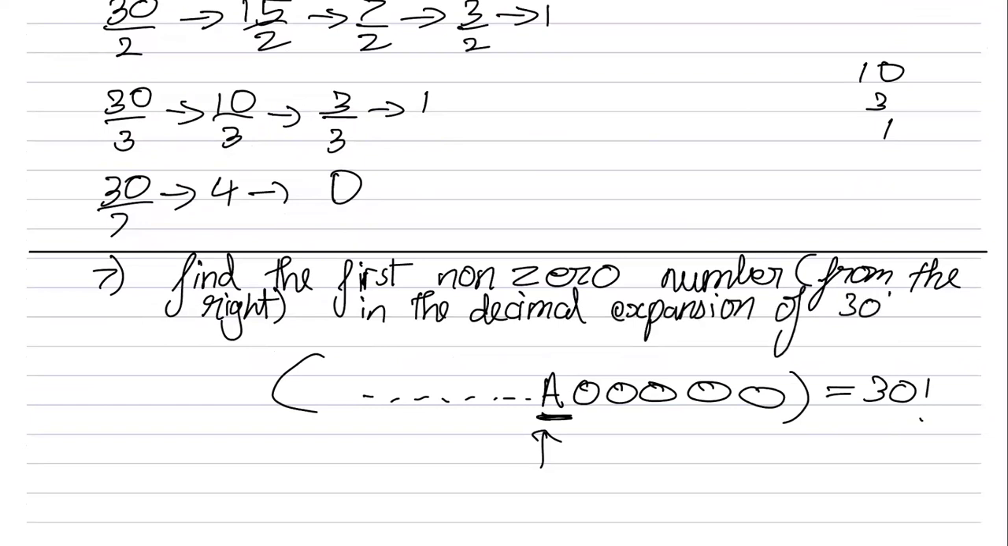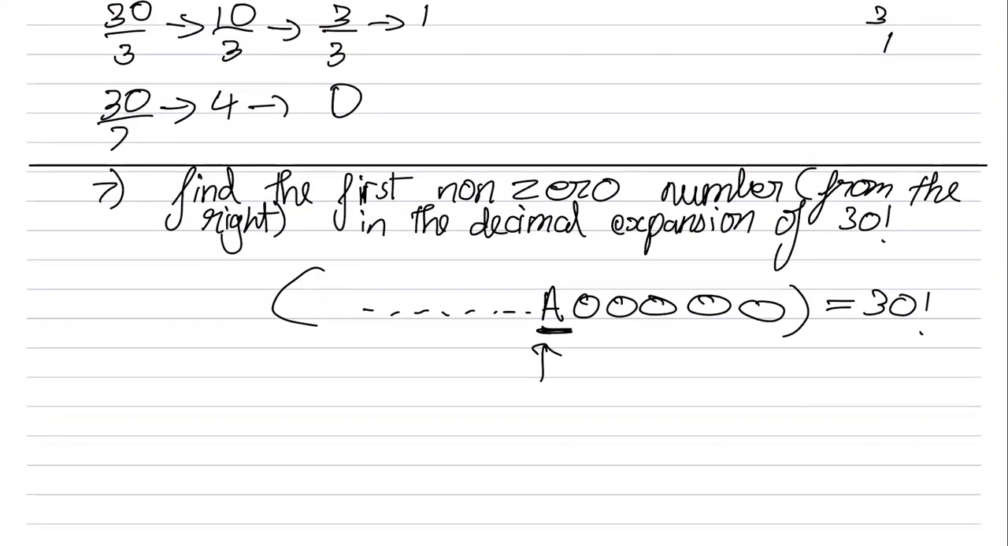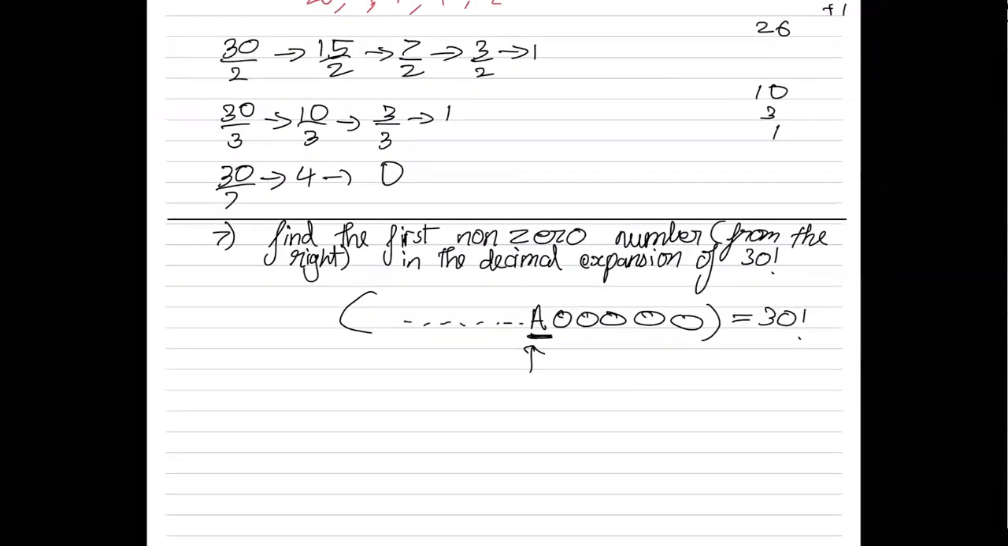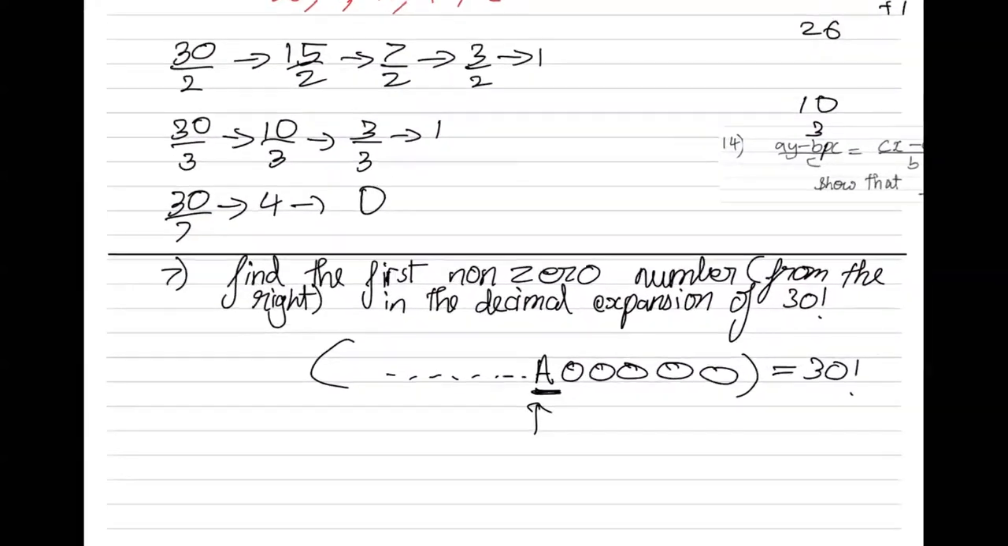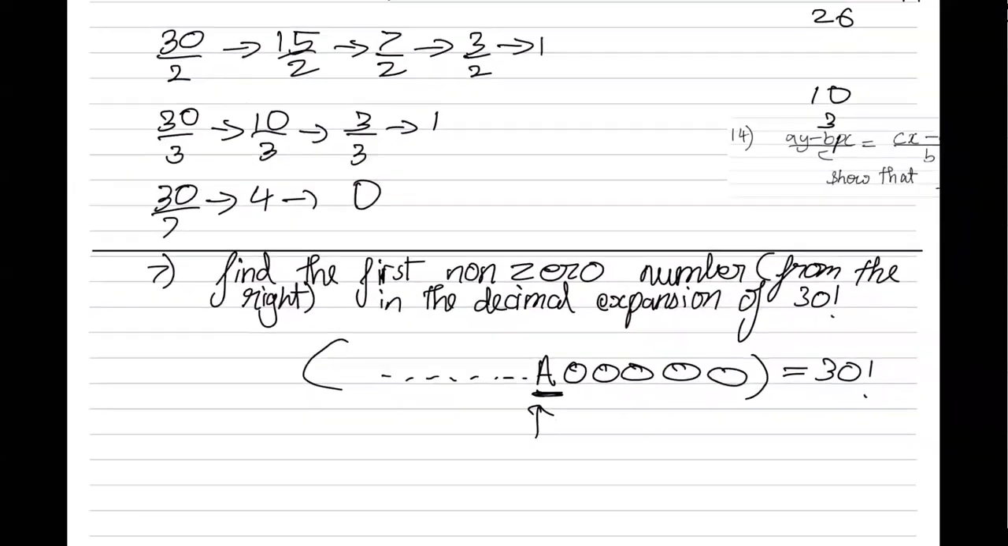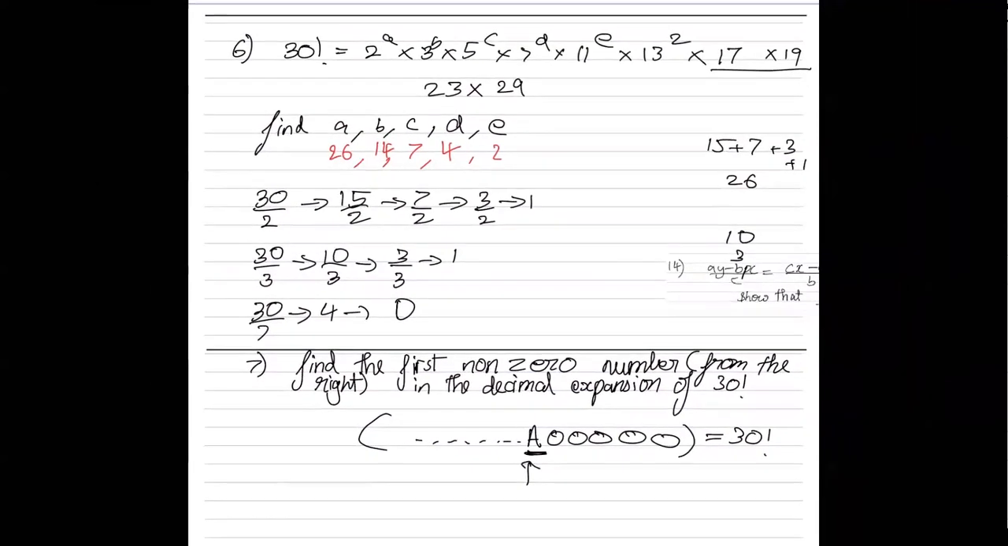of 30 factorial. Okay, use all of the knowledge of all the questions so far. I'll keep this series in front of you. Use it to solve this question.